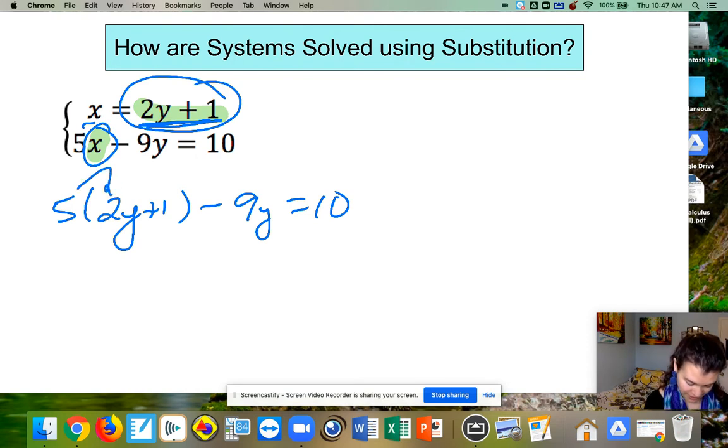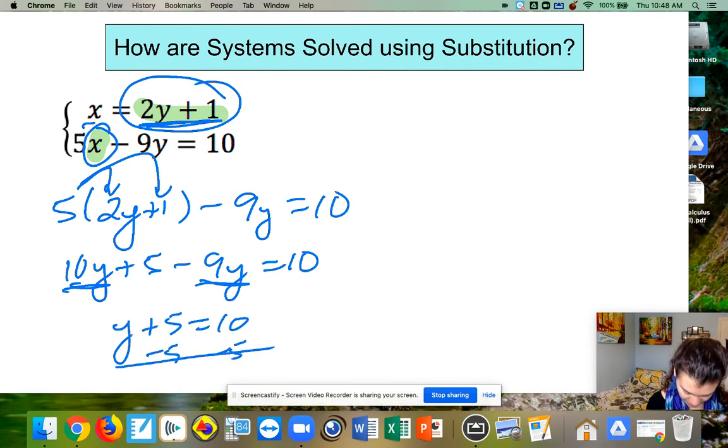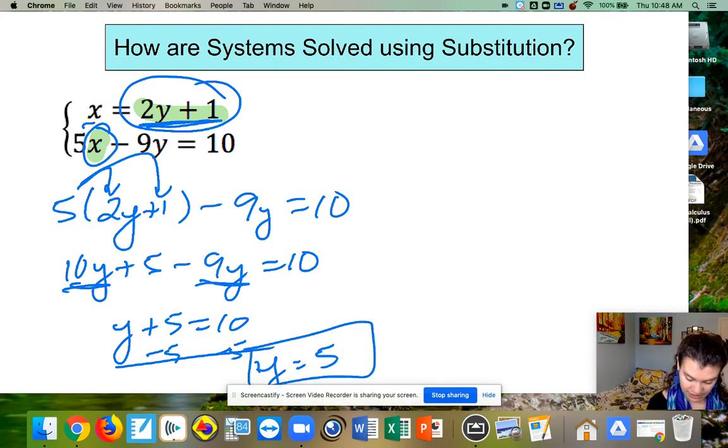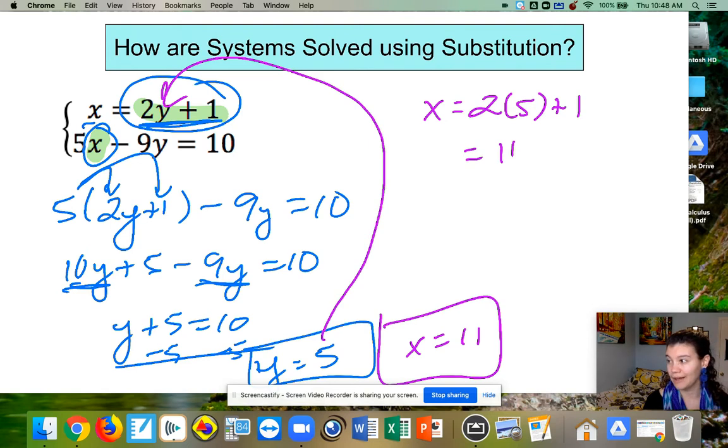So distribute in the 5. We'll get 10y plus 5 minus 9y has to equal 10. Combine like terms right here, and you get y plus 5 equals 10. Subtract 5, and you get y equals 5. So you're half done now. Now what you need to do is take this y value and plug it back in up here. So we have x is going to equal 2 times 5 plus 1, or 11. So x equals 11. Again, you can always check, plug in 5, plug in 11, see if you get the other value back.